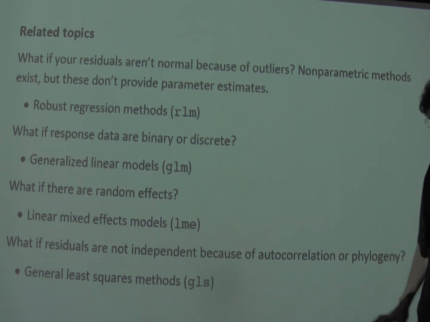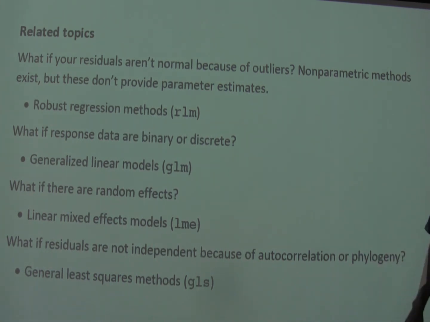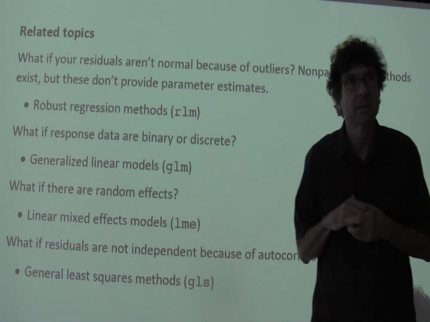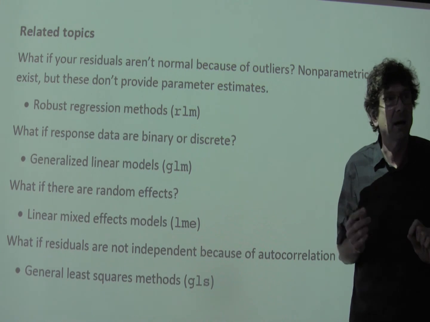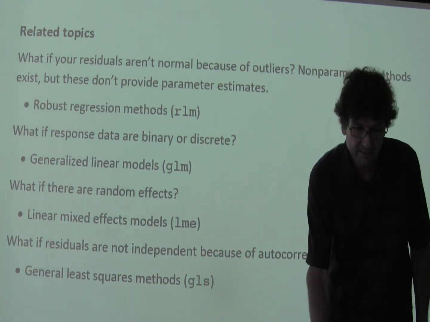What if the residuals are not independent because of spatial autocorrelation or temporal autocorrelation or because of phylogeny? Well, there's a method for that in R as well. So this slide is really just FYI. And we're actually going to try some of these methods a little bit later on.